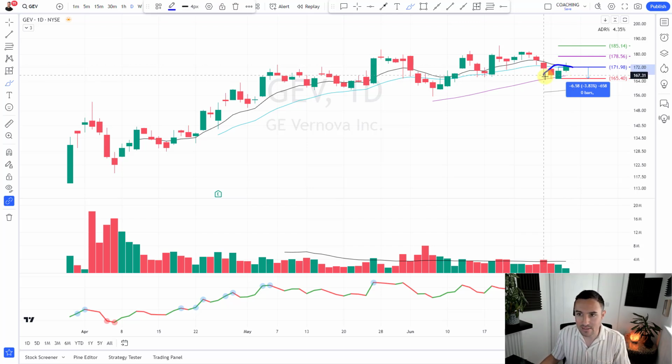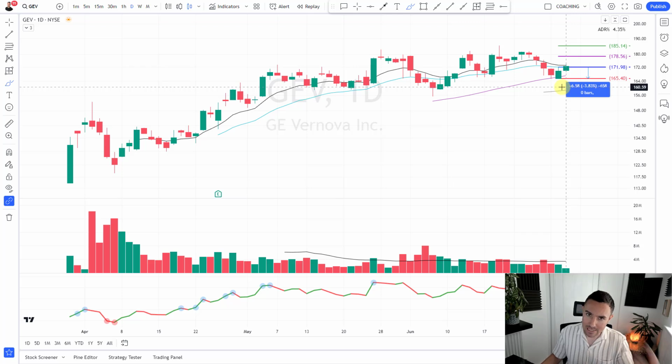And then this 50-day simple moving average is a region where I'm looking for them to step up and support the stock. Did they step up? Yes, they did with that gap down reversal bar. So let's run through the story here.